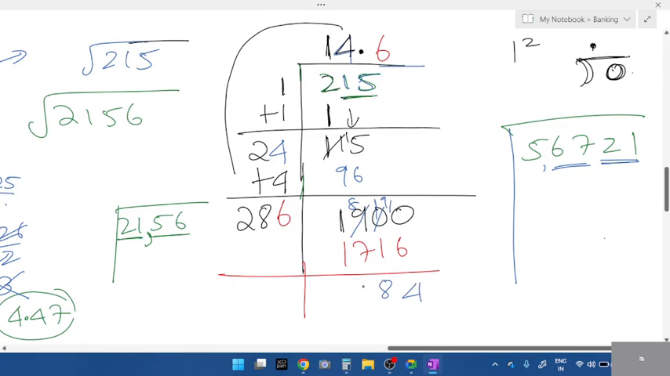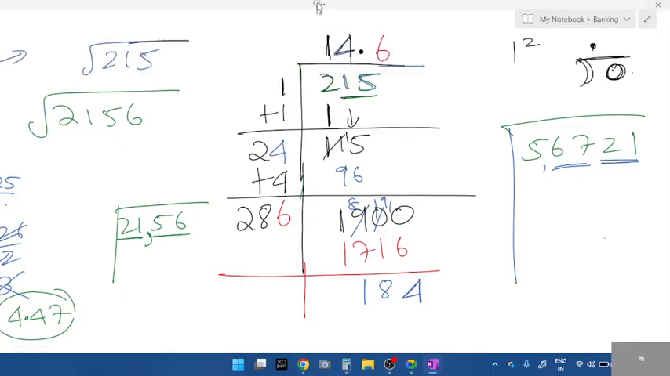Next. 1. Tell me the next step. What's the new number we added in the quotient? What should I do here? What did I tell? Whatever number you add, that is to add. What is 286 plus 6? 292.